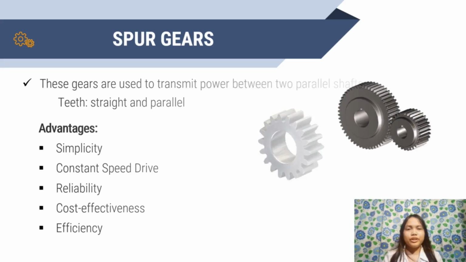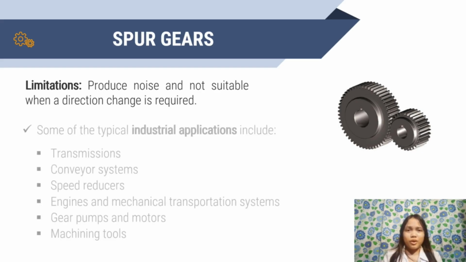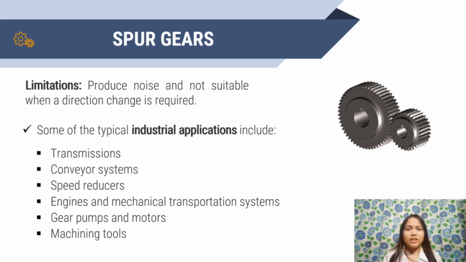However, spur gears produce noise as the contact occurs over the full face width of the mating teeth instantaneously, and it is also not suitable for applications where a direction change is needed. Some of its common industrial applications include transmission, conveyor systems, speed reducers, engines and mechanical transportation systems, gear pumps and motors, machining tools. Helical gears.